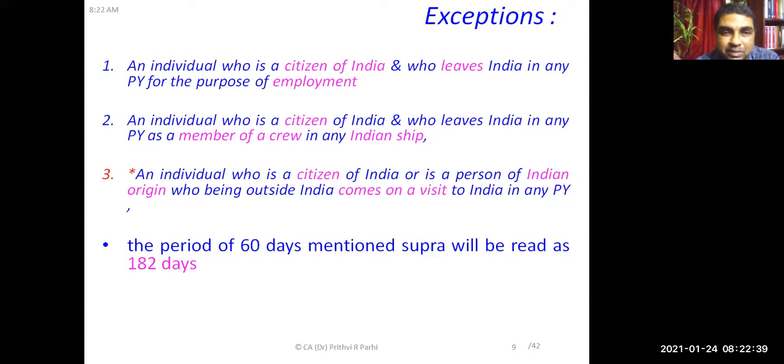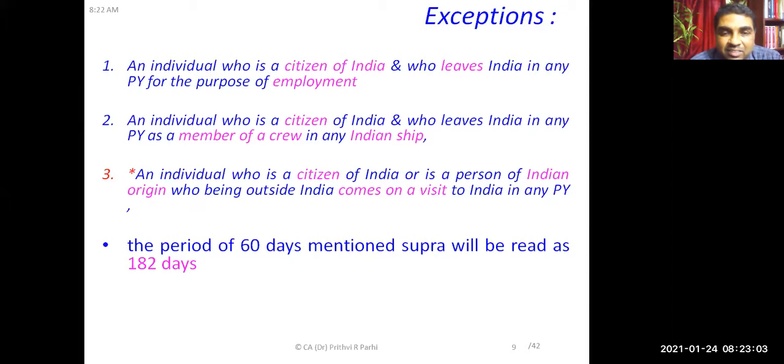That is an exception. Second exception is that individual who is a citizen of India who leaves India as a crew member in an Indian ship. Third exception is that individual who is a citizen of India or a person of Indian origin who, being outside India, comes to India on a visit during the previous year. If these are the 3 situations, then what will happen?